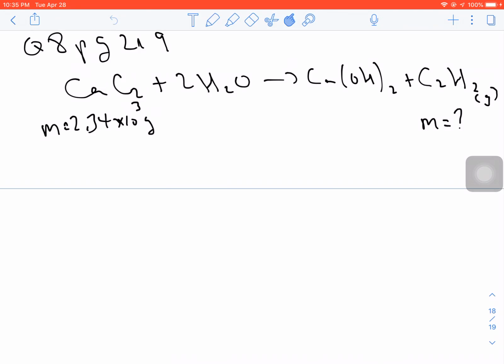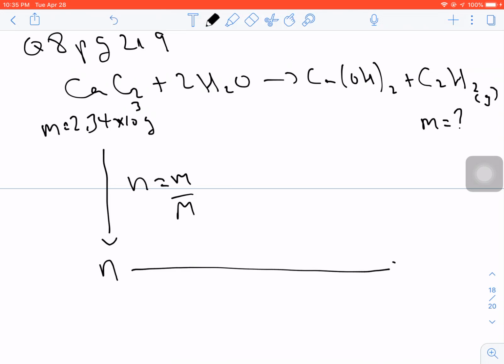So similar to the questions we did today, just to look at our strategy, we know the mass of this reactant. I'm going to use that to calculate the number of moles of calcium carbide using n equals m over M. Then I'm going to use mole ratios to calculate the number of moles of C2H2. And then I'm going to use the little n to calculate my unknown mass using mass equals number of moles times molar mass. Okay, so all these questions are the same.